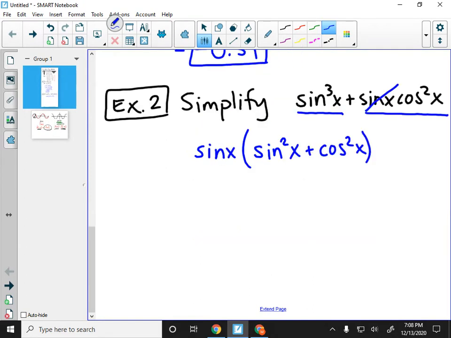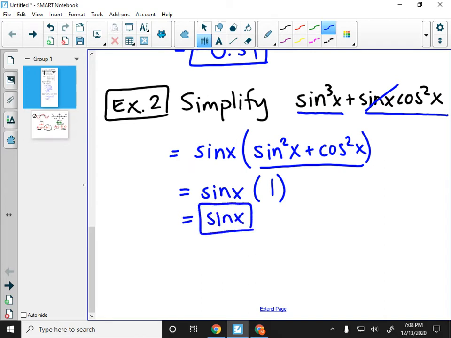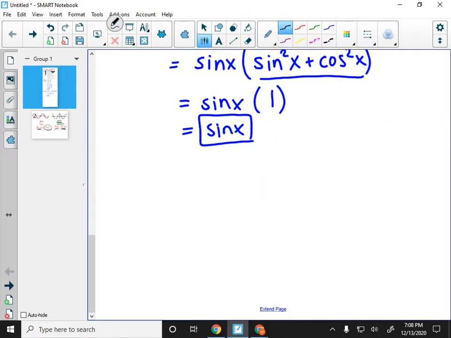And if I have that, hopefully you notice, oh, I see two trig identities that are being squared, sine squared plus cosine squared. That's the Pythagorean identity. That entire quantity is just 1. And sine of x times 1 would just simplify all the way down to sine of x. Okay. So look at each individual term and factor out whatever they have in common in that particular case.